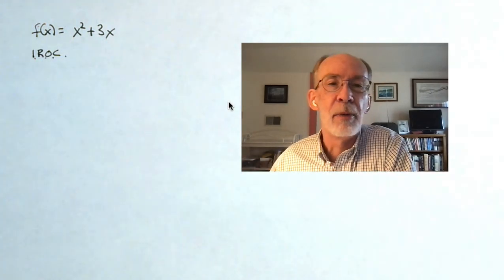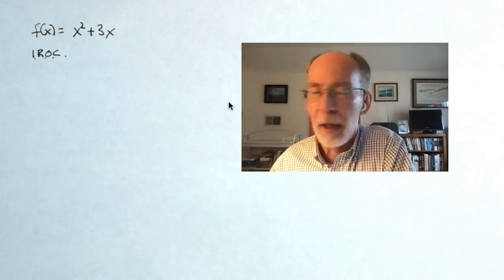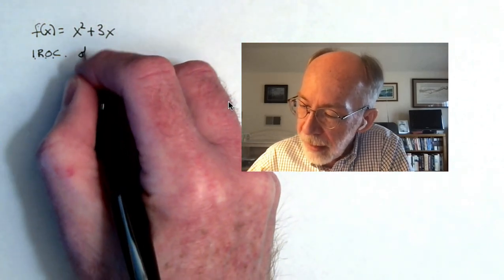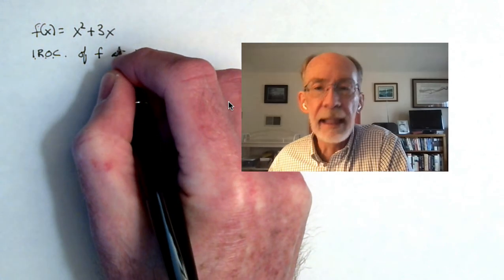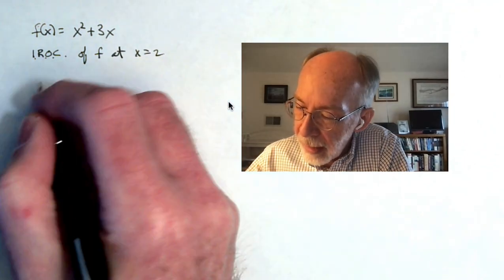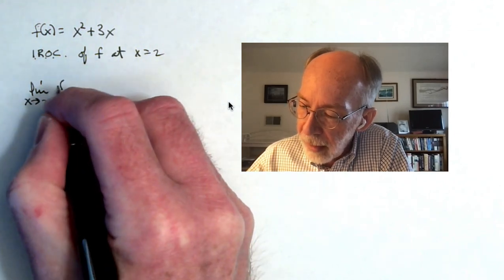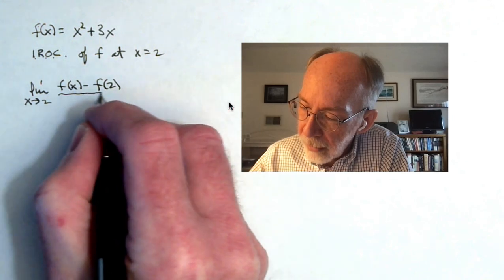So we want the instantaneous rate of change. People are probably going to know what this abbreviation means if they know the context is calculus, otherwise possibly not. But we want the instantaneous rate of change of f at x equals 2. This is going to be, according to our definition, the limit as x approaches 2 of f of x minus f of 2 all over x minus 2.